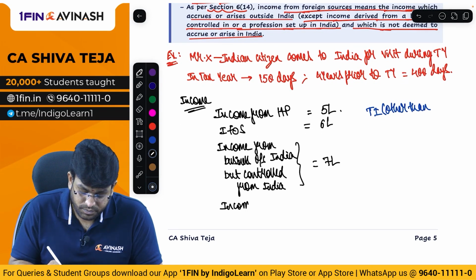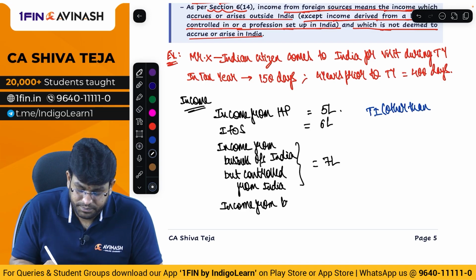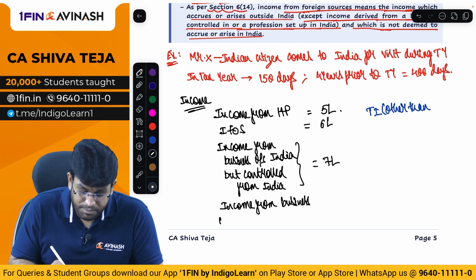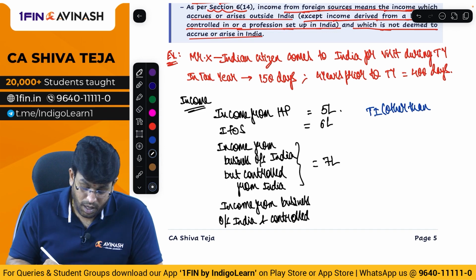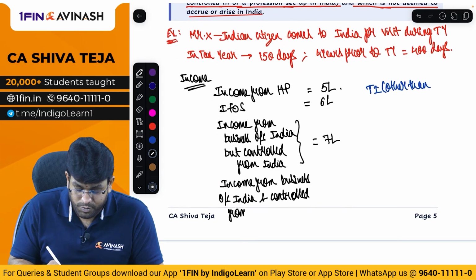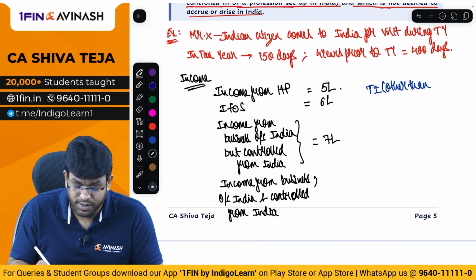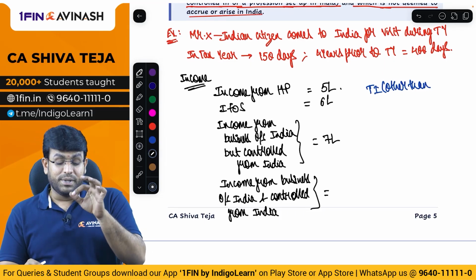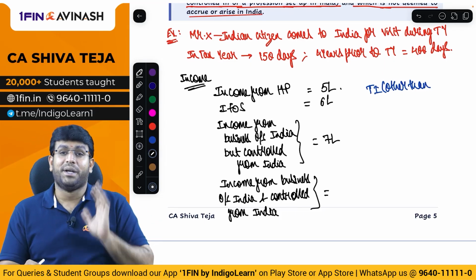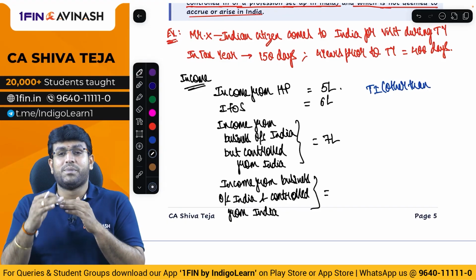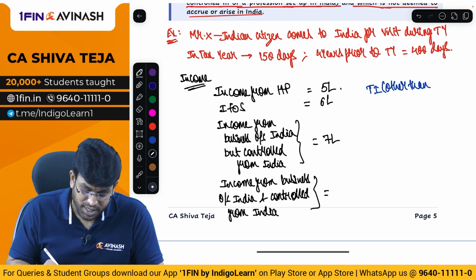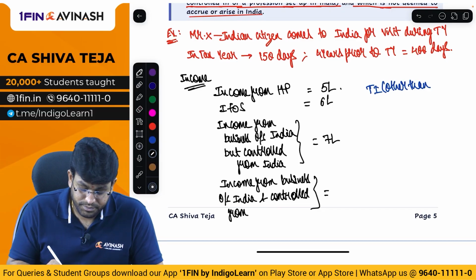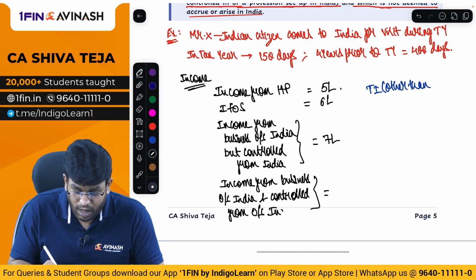And there is also income from business outside India and controlled from outside India. I am sure the third point, fourth point, we got the difference, my dear friends. The third point, what I told, income from business outside India but controlled from India. Fourth point, what I told is income from business outside India and controlled also from outside India. Wait a second, this small change I'll do.